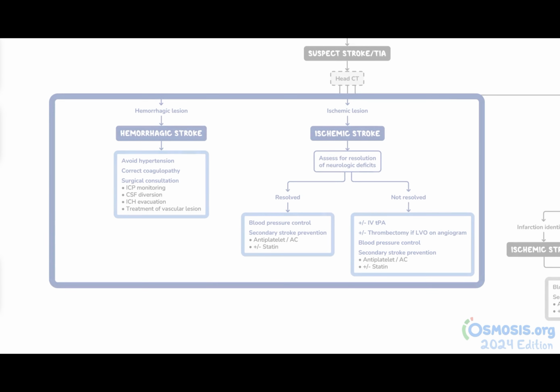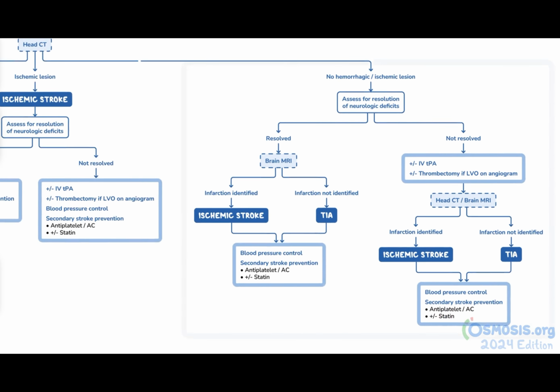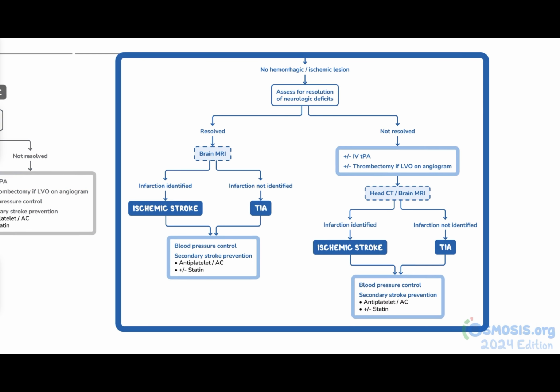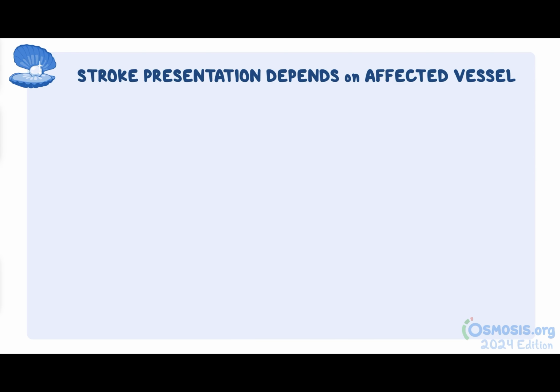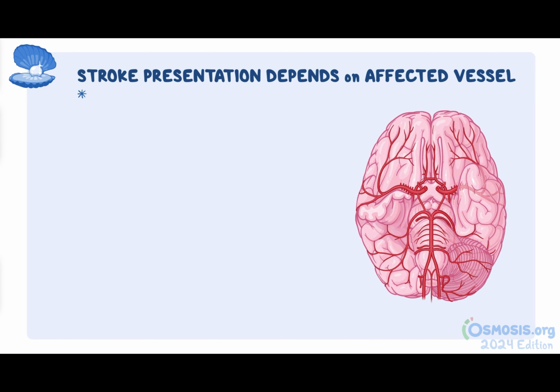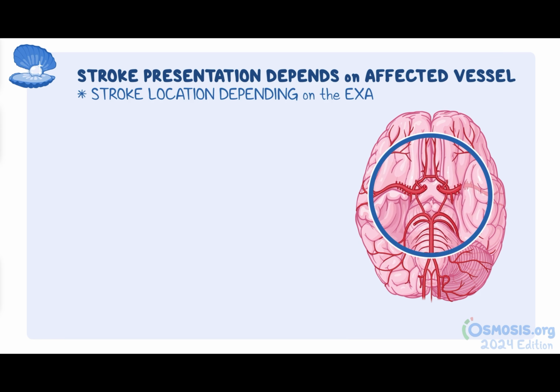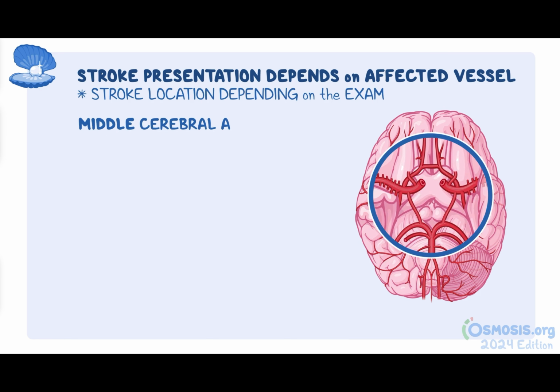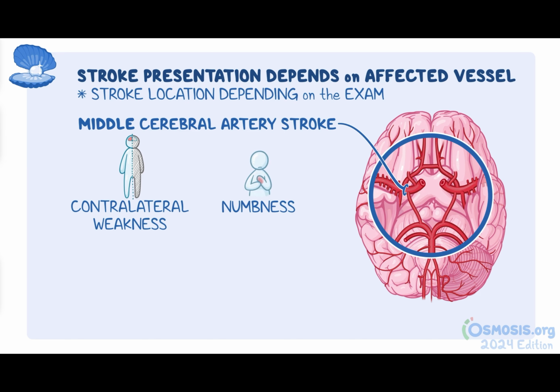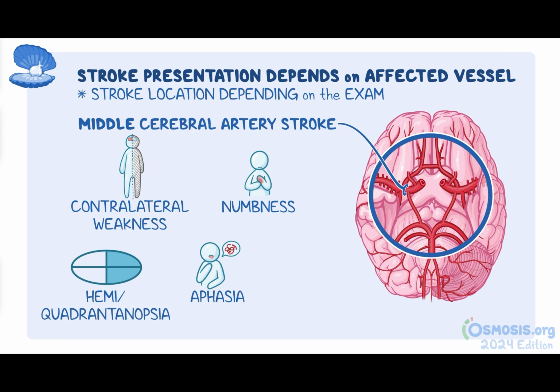Next, let's take a look at individuals with no hemorrhagic or ischemic lesions on initial CT. Now here's a clinical pearl. Stroke presentation depends on the affected vessel, so even with a normal initial head CT, you can guess the stroke location depending on the exam. A middle cerebral artery stroke will cause contralateral weakness, numbness, and hemi or quadrant anopsia with aphasia or neglect depending on the affected hemisphere.